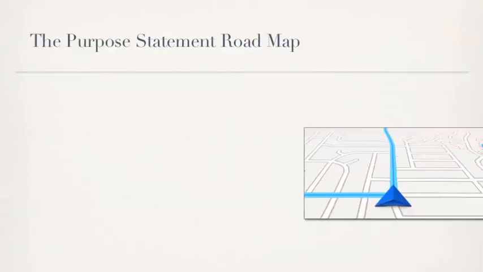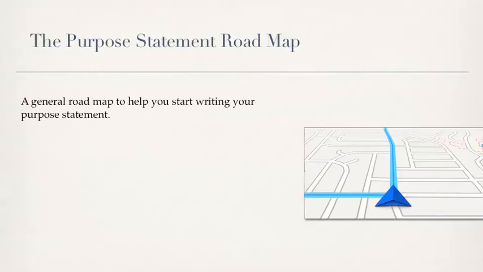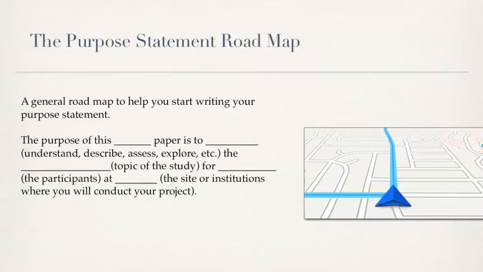So to help you get started on writing your purpose statement, I wanted to give you a simple roadmap, if you will. This is a general roadmap that may help get you started writing your purpose statement. So you start writing the purpose statement very simply and clearly with the purpose of this paper, and then is to understand, explore, assess, describe, then you add the topic of your study, for the participants in the study, at the sites or institutions where you conduct your project.